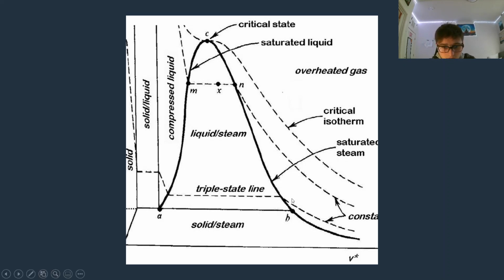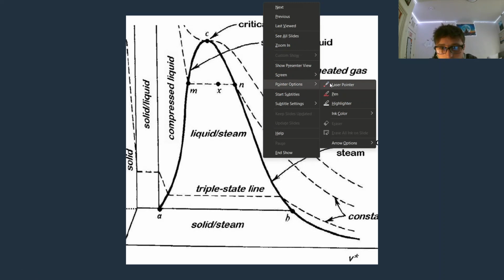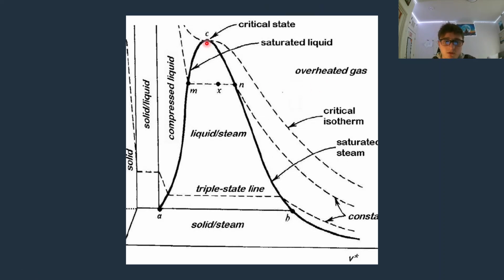Now what we're going to be looking at in this, let me turn on my pointer real quick, is we're going to be talking about this critical state right here. And the whole process we're going to be going through is we're going to be using this right here to determine pressure at different temperatures, whether it's above or below or whatever that may be.